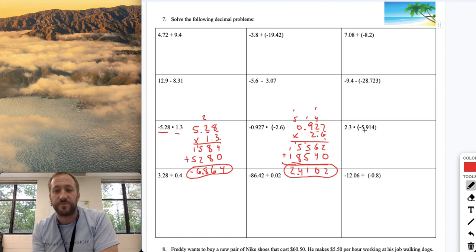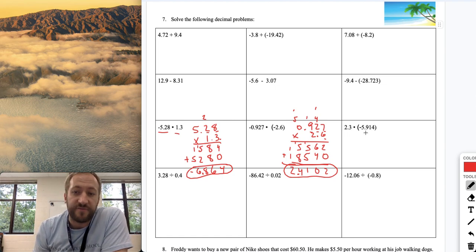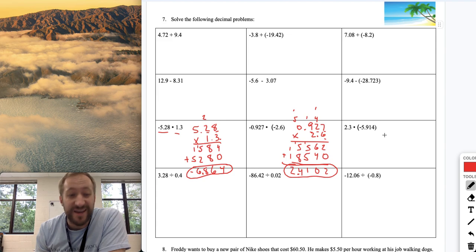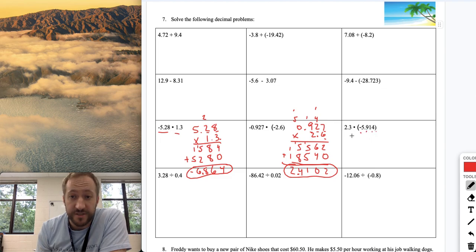Let's look over here at the last one. 2.3 times negative 5.914. Now, whenever I set up a multiplication problem, I'm not necessarily going to put the first number on the top. Sometimes I will. And again, if you do, you'll get the same answer either way. But to make sure you don't have any unnecessary steps, I'm always going to put the number with the most digits on the top. This has 1, 2, 3, 4 digits. This has 2 digits. I'm putting this number up the top.